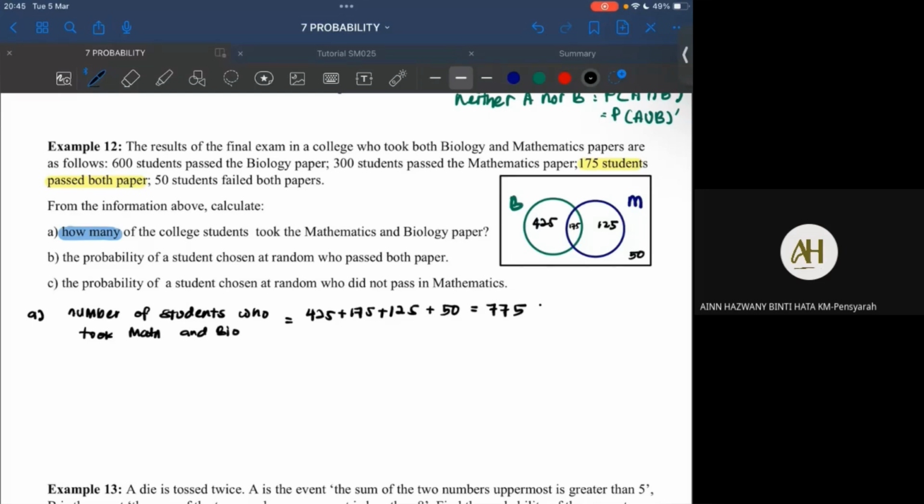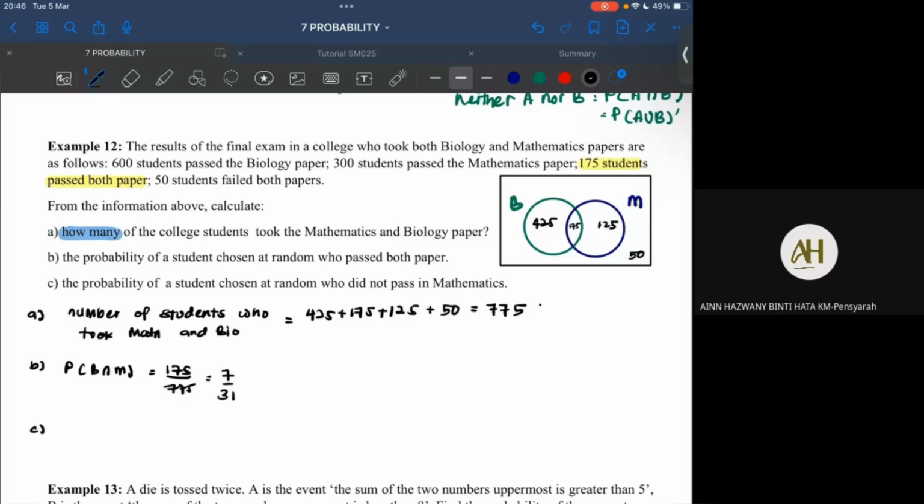Okay, now question B. Probability of a student chosen at random who passed both papers. So pass both papers is the one inside 175. The number of students who took maths and biology is 7. So here, pass both papers is the intersect. So we have 175 over 775, so we have 7 over 31.